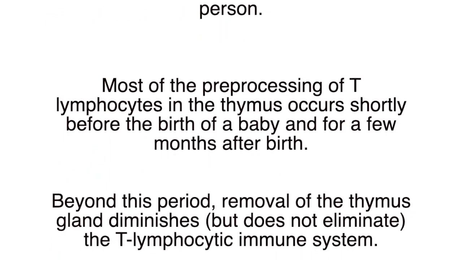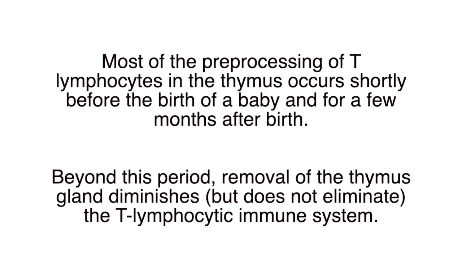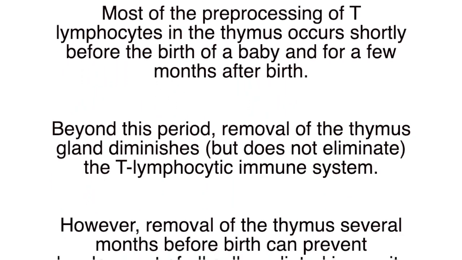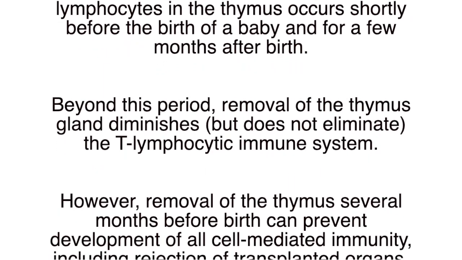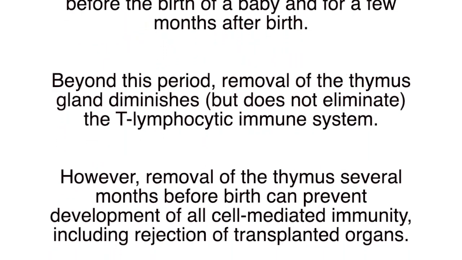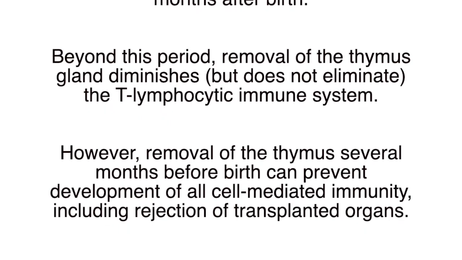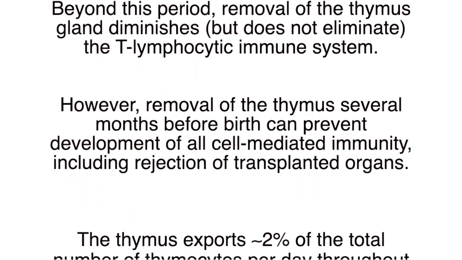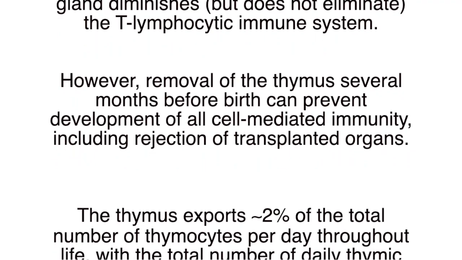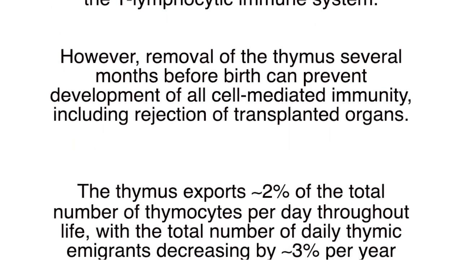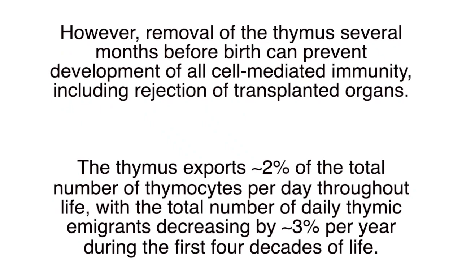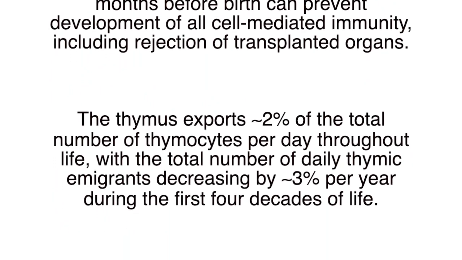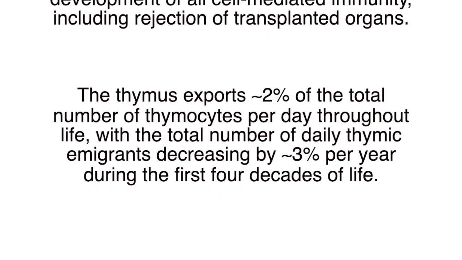Most of the pre-processing of T lymphocytes in the thymus occurs shortly before the birth of a baby and for a few months after birth. Beyond this period, removal of the thymus gland diminishes but does not eliminate the T lymphocyte immune system. However, removal of the thymus several months before birth can prevent development of all cell-mediated immunity, including rejection of transplanted organs.